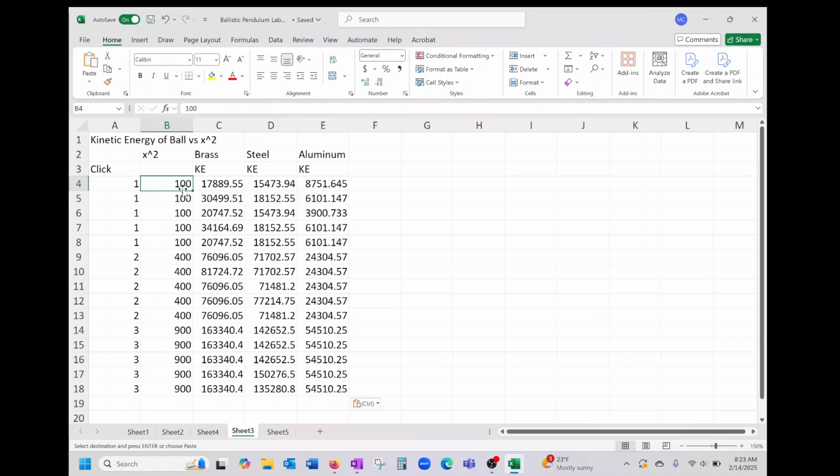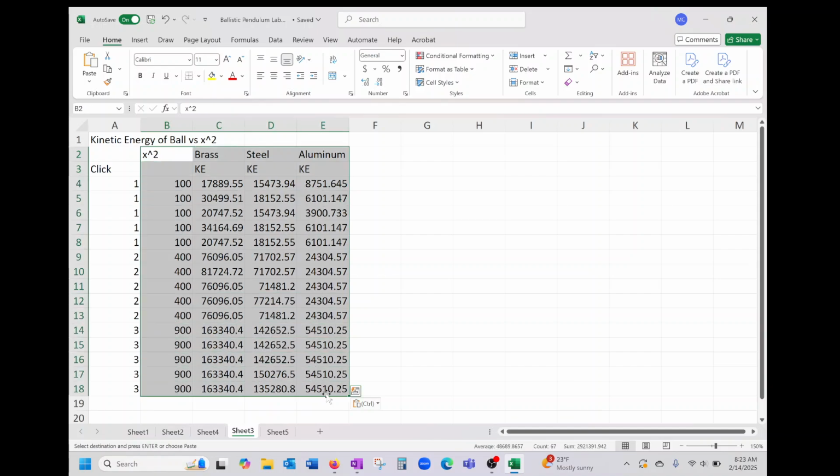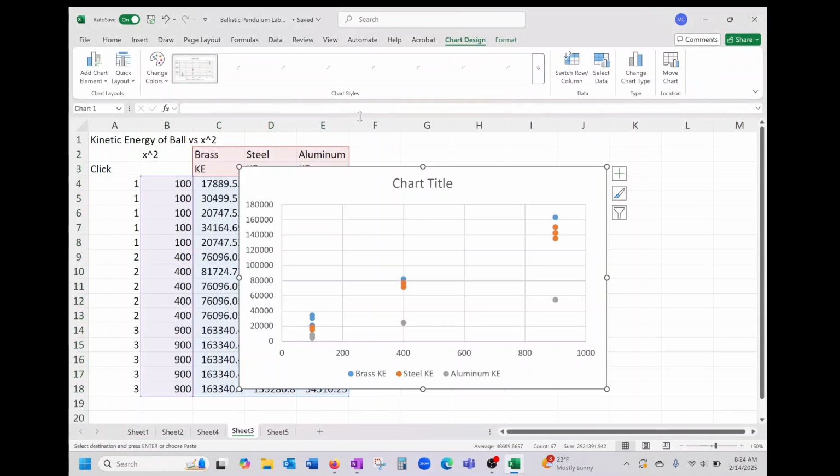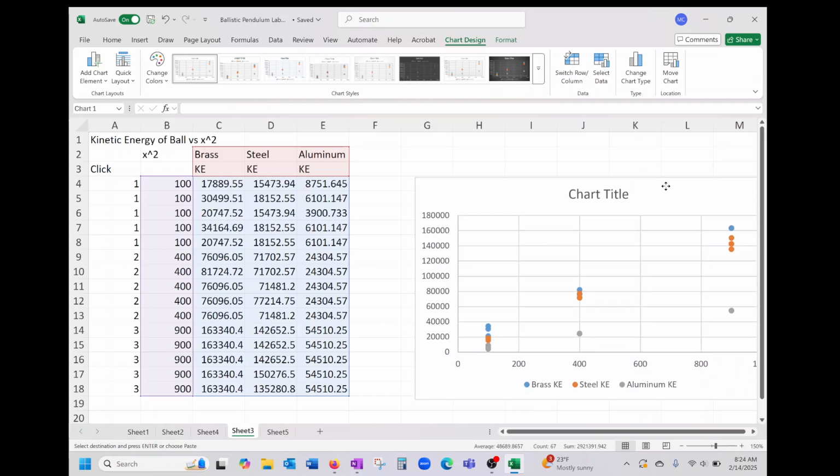So those numbers squared, you're going to have 5 of the same value, so 100, 400, and 900. To make the graph, we highlight all of this data, and what Excel will do is take the first column as the x values, and then each of the 3 kinetic energy columns as a different set of y values. So to get the graph, we go to Insert, go to Charts up here, and then choose a standard scatter plot, and that's going to get us our graph.